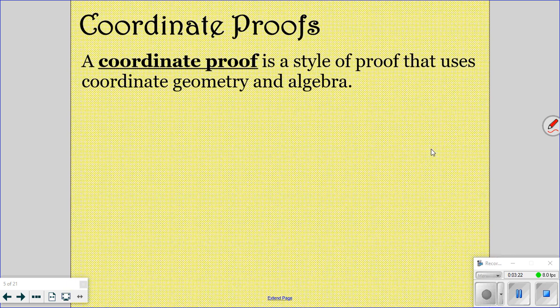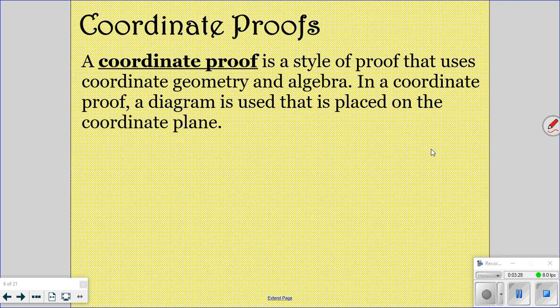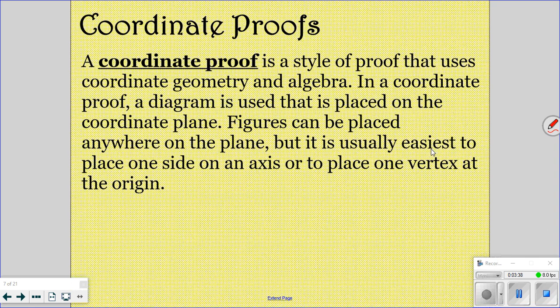So a coordinate proof is a style of proof that uses coordinate geometry, and you're going to use algebra. In a coordinate proof, you're going to have a diagram, and it's going to be placed somewhere on the coordinate plane, like what we just did. You'll have to put something on your graph. They can be placed anywhere. Doesn't matter where, but it's usually easiest to place on one side of an axis or to place one vertex at the origin. So on our graph, we actually had two sides of our rectangle on the x-axis and the y-axis, and we had a vertex at the origin. It's just going to make your math easier if you do that.